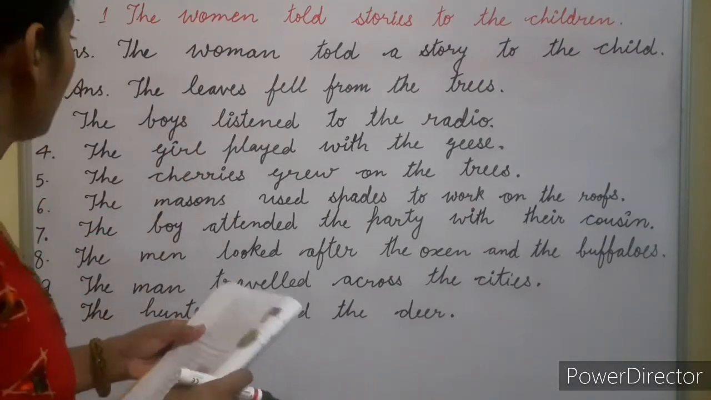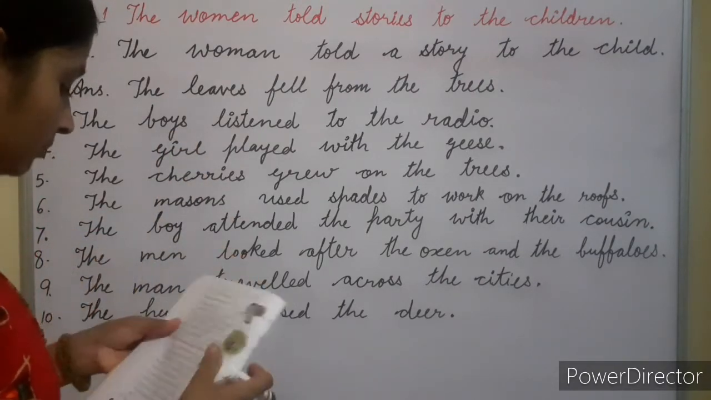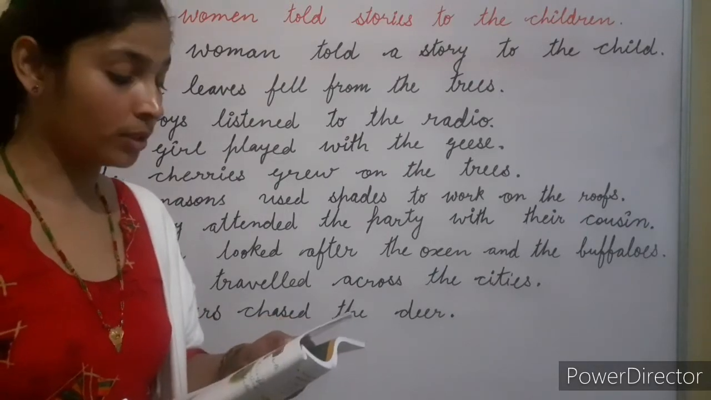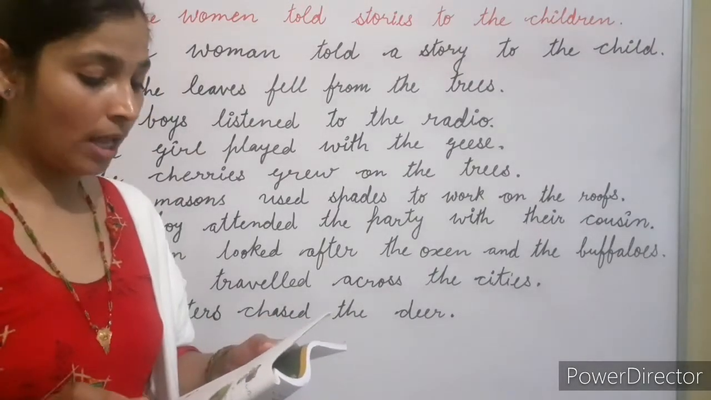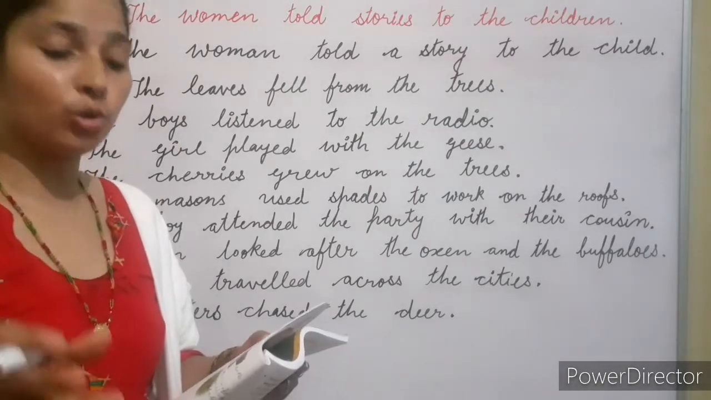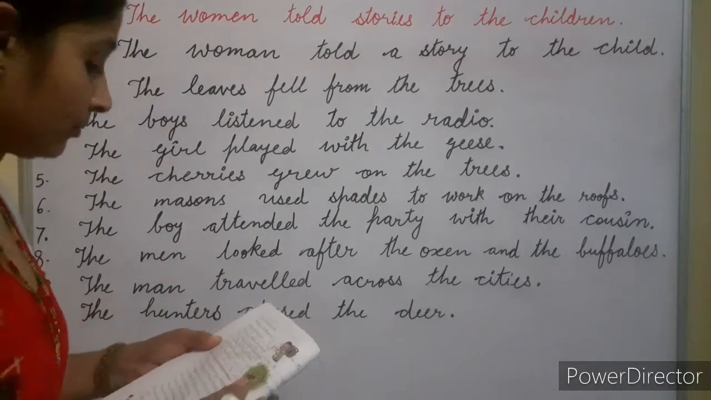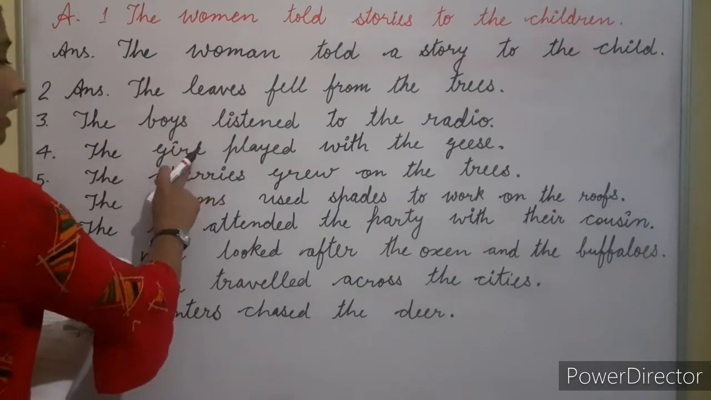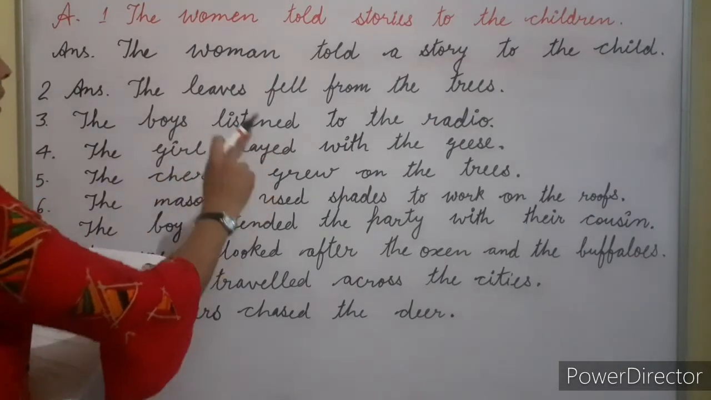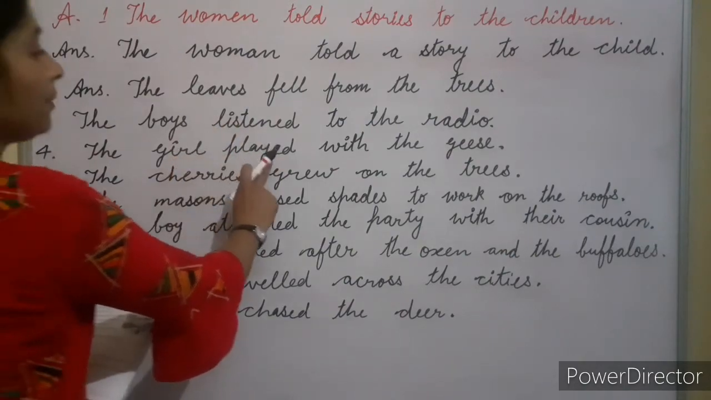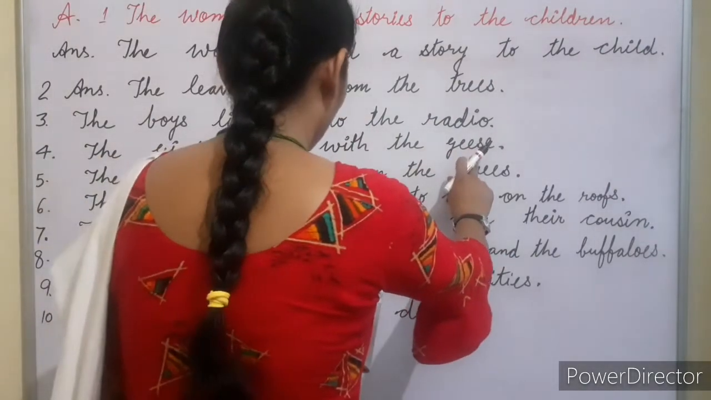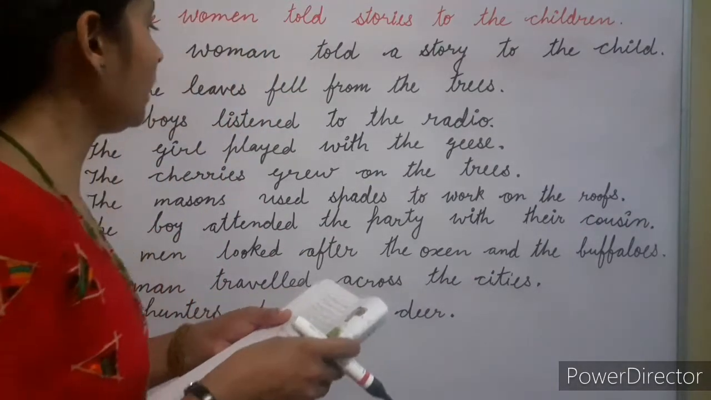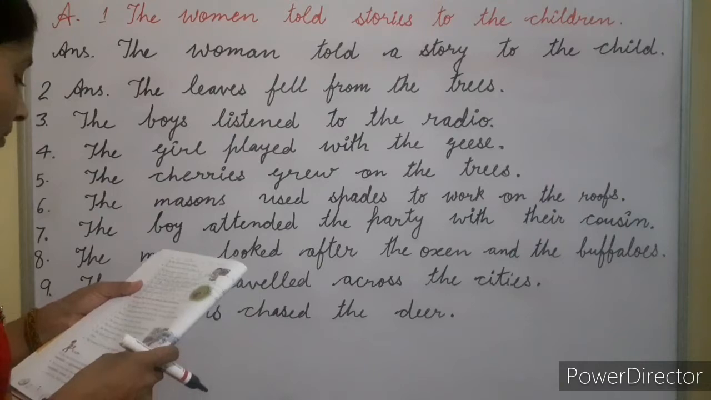Next is sentence number 4. Fourth is: the girls played with the goose. So here girls is plural and goose is singular. So you will change that. For the sentence, how will you do? You will write here the girl. Girls plural, singular will be girl. Played with the geese. Goose plural will be geese. Okay.